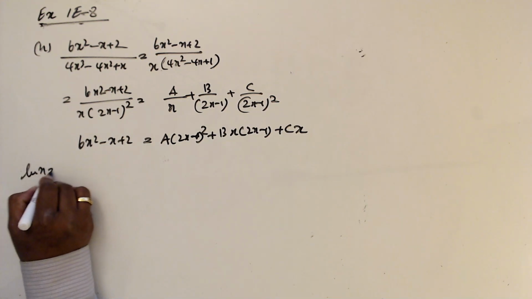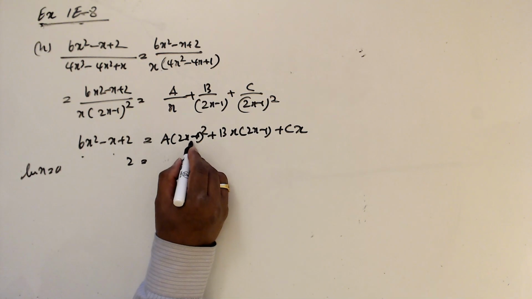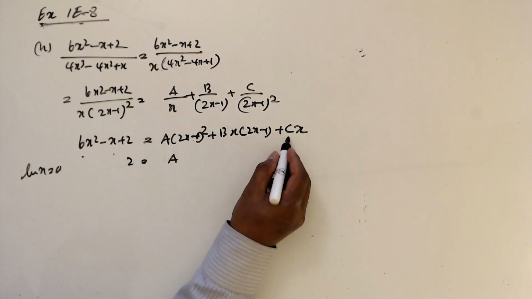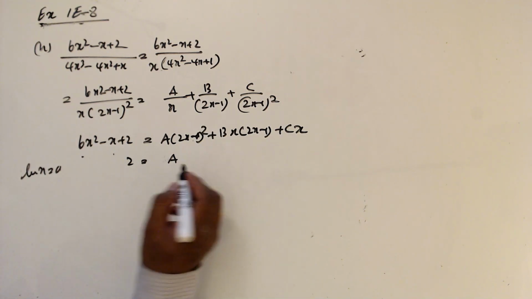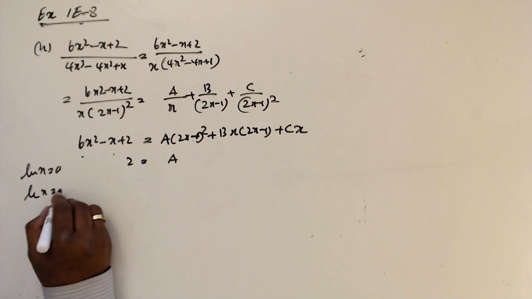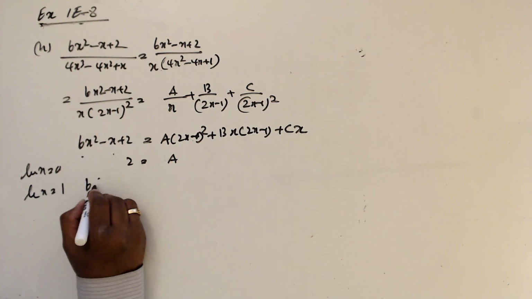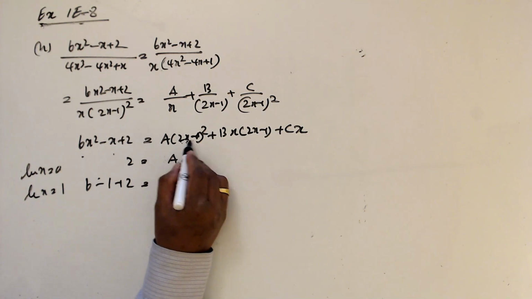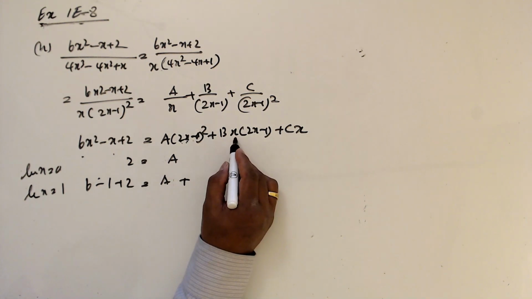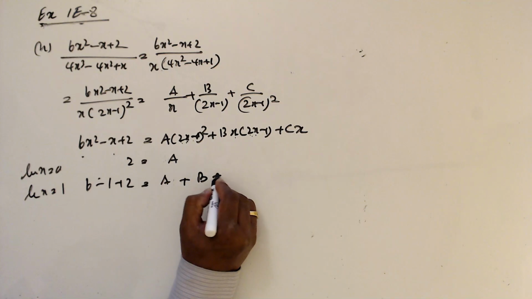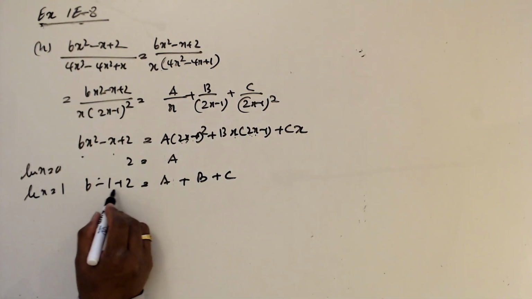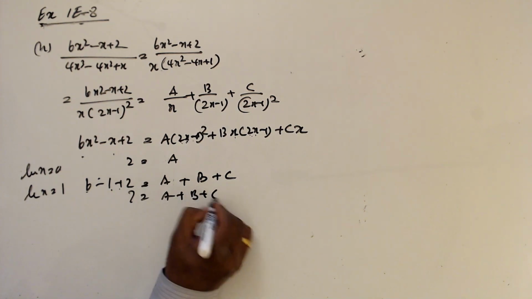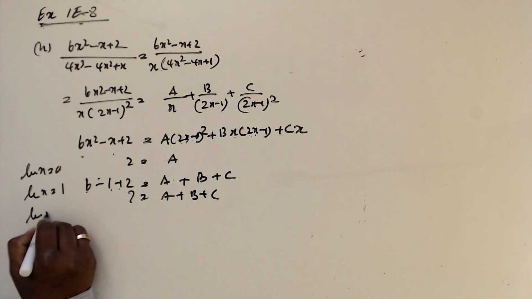Now let x equal 0, this is 0, 2 equals, this is minus 1 squared a, the rest is 0, so a equals 2 straight. And let x equal 1, so this is 6 minus 1 plus 2 equals a times (2 minus 1), 1 squared is 1, so this is 1. This is going to be 2 minus 1 is 1 times 1, 1, and c. Now we need 1, so this is going to be 6 minus 1, 5 plus 2, 7. Now 7 equals a plus b plus c, and let's put x equal half.